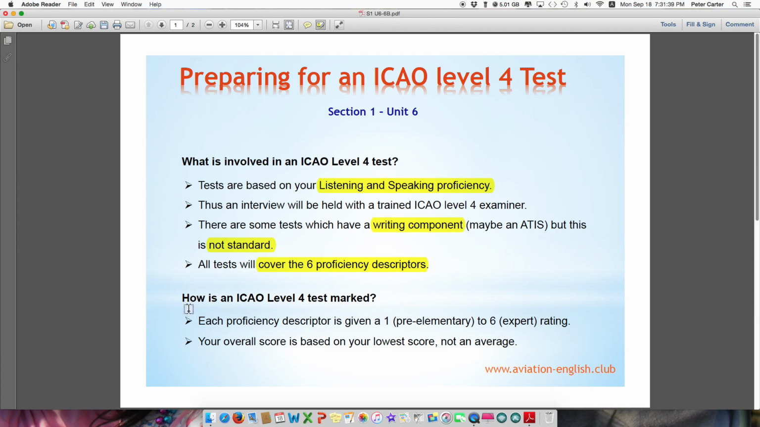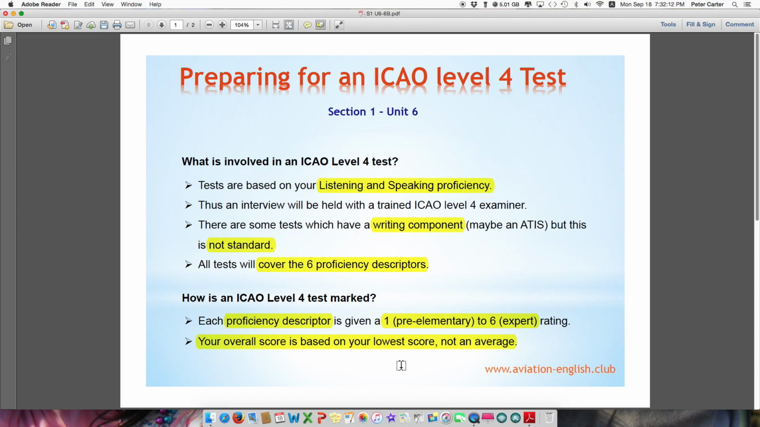Now, how is an ICAO Level 4 test marked? Well, each one of those proficiency descriptors is given a score on how good you are at those descriptors. The score ranges, as I've mentioned earlier, from 1 pre-elementary to 6 expert. Now, here's the big trouble. Your overall score is based on your lowest score, not an average.